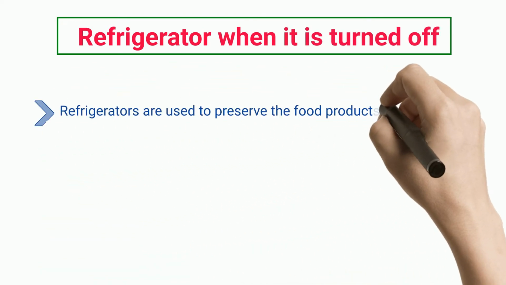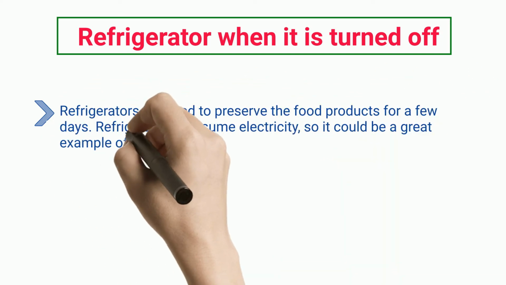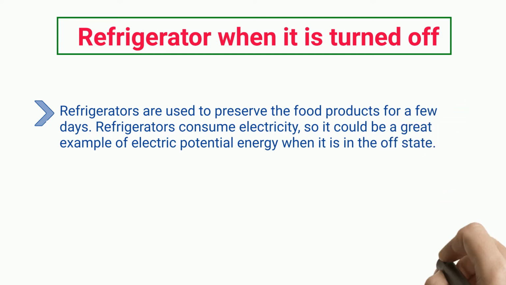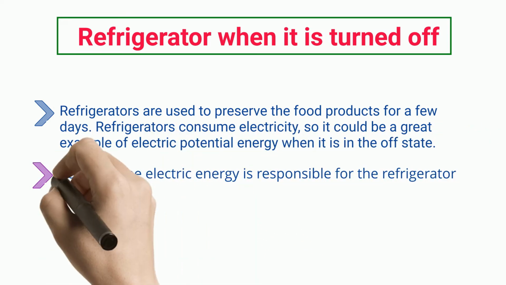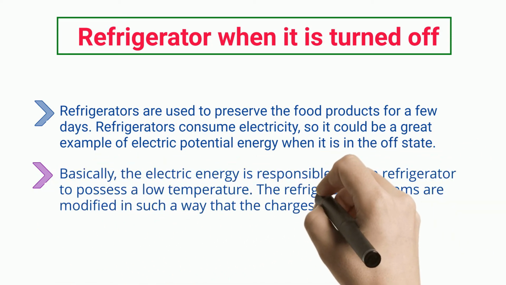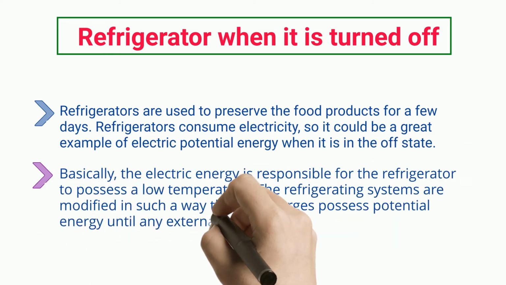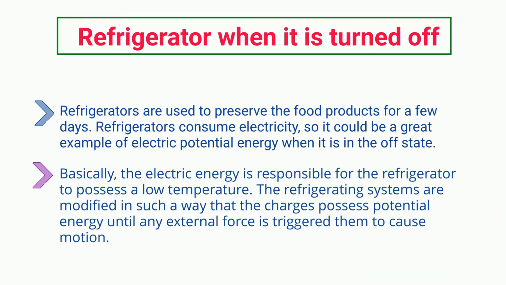Refrigerators are used to preserve food products for a few days. Refrigerators consume electricity, so it could be a great example of electric potential energy when it is in the off state. Basically, the electric energy is responsible for the refrigerator to possess a low temperature. The refrigerating systems are modified in such a way that the charges possess potential energy until any external force is triggered them to cause motion.